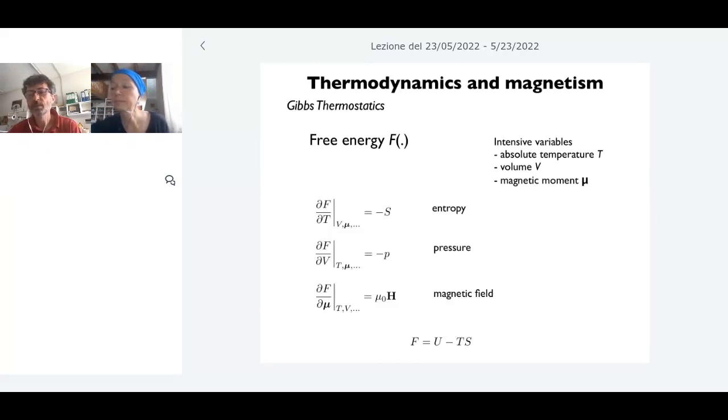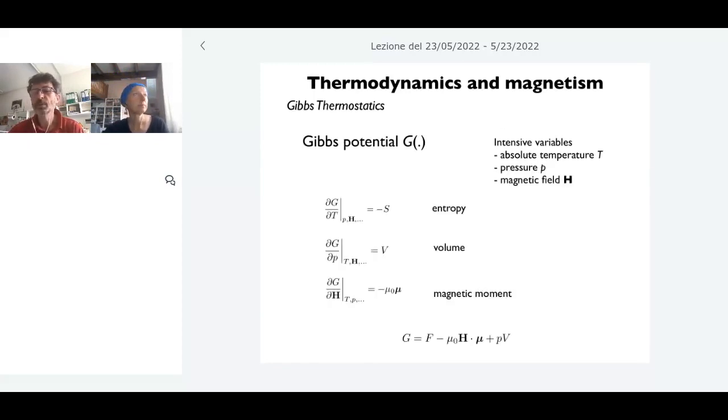So if we have the free energy, its derivative with respect to temperature will give us entropy, and so on. What is important, if we also want to change, let's say, the variable with which we can easily perform work. And these are, well, the volume, but specifically the magnetic moment. The corresponding potential is called the Gibbs potential.